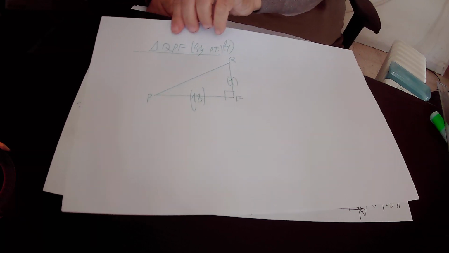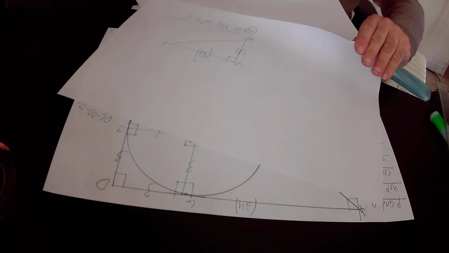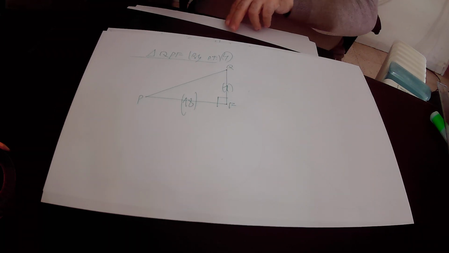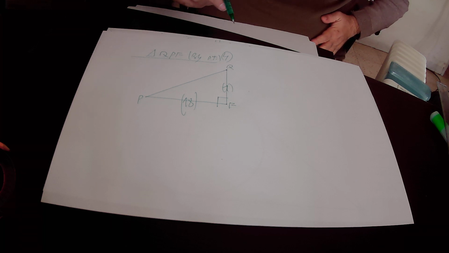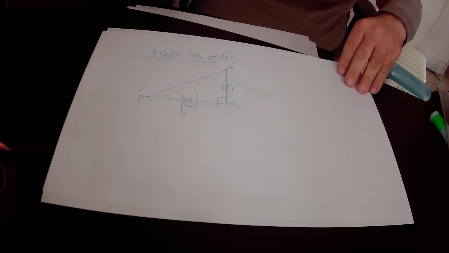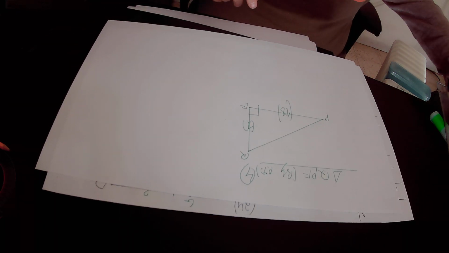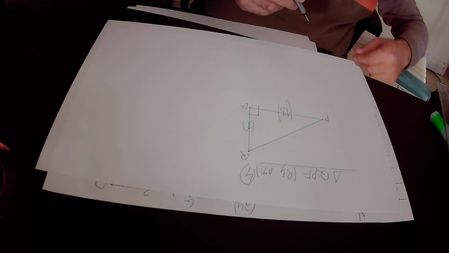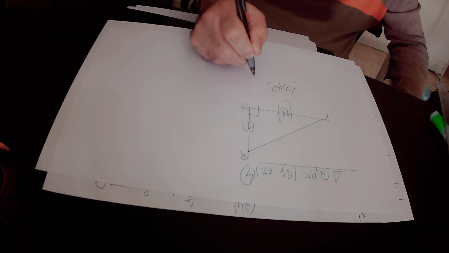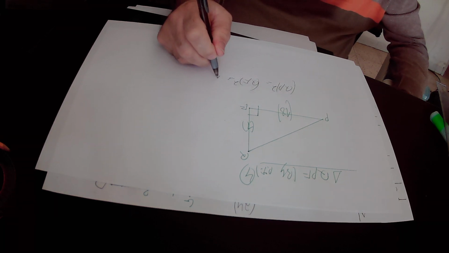So in the right triangle QPF, according to the Pythagoras theorem, QP square equals QF square plus PF square. Write it down. QP square, that is the square of the hypotenuse, equals QF square plus PF square.